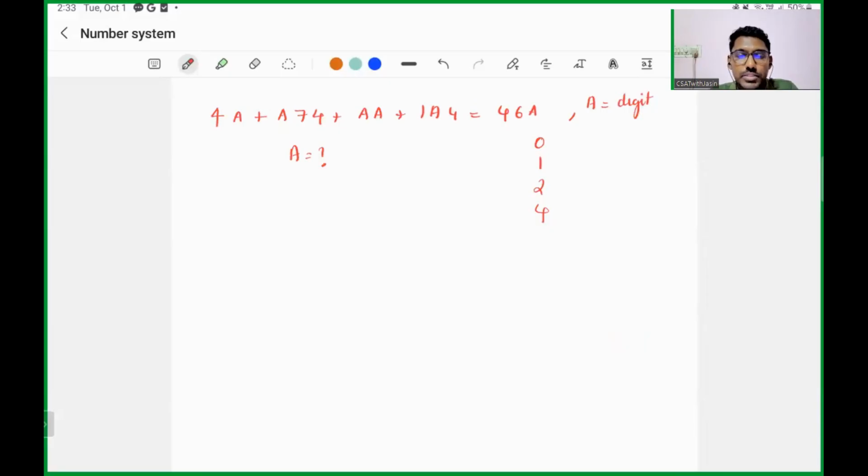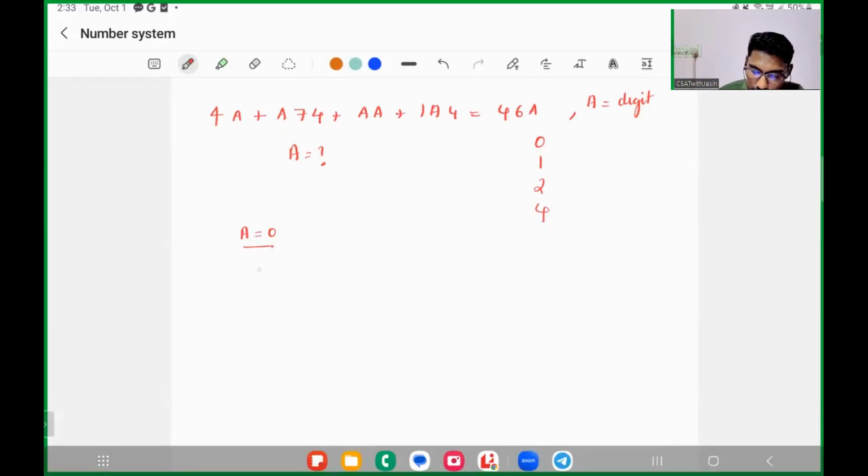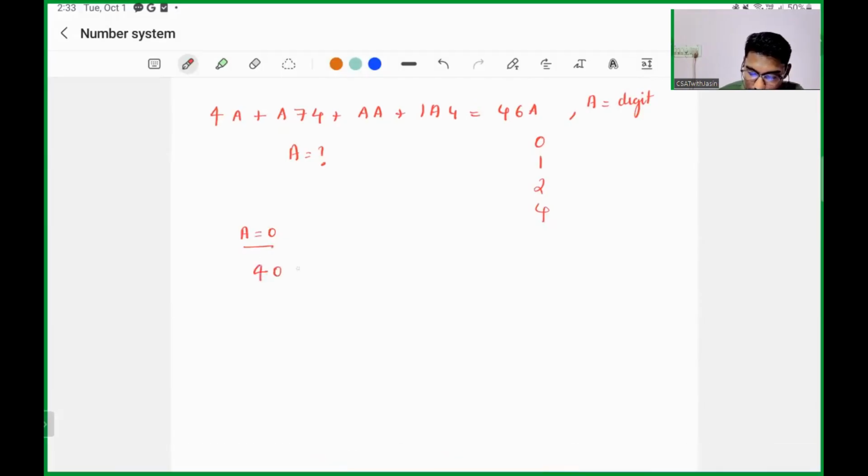One way you can do this is just by putting in the values. For example, the options are 0, 1, 2, 4. If I take A equal to 0, then you can write 4A as 40, A74 as 074, AA as 00, plus 1A4 is 104. You can substitute the value and then try to find the answer.